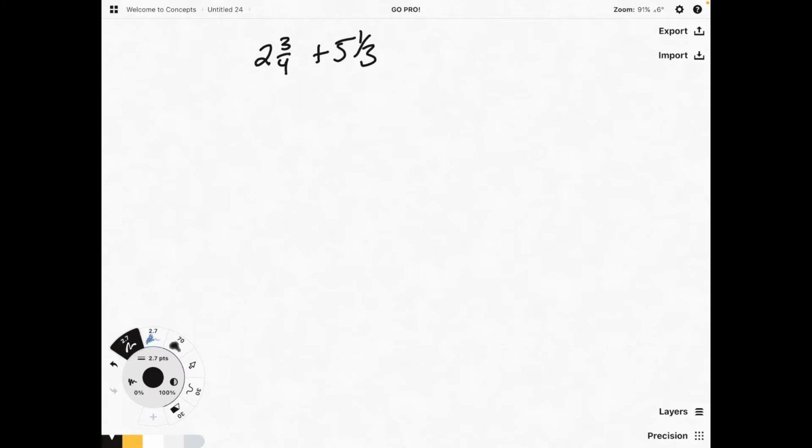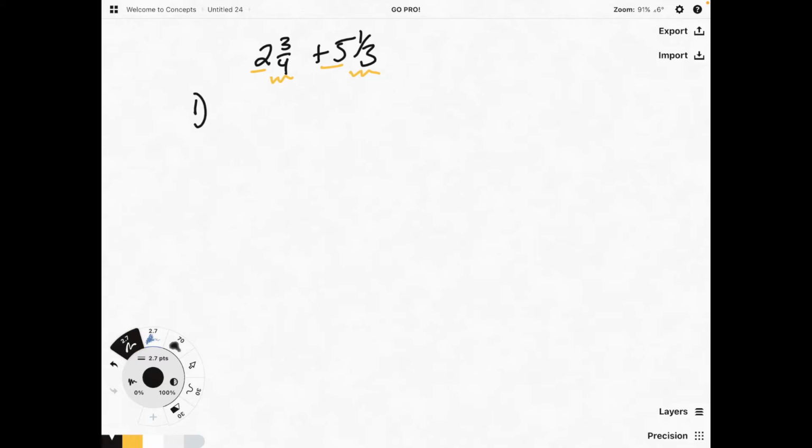There are two main ways that you can do this problem. You could leave these whole numbers out in front and then only work with the fractions, or you can turn the entire problem into a fraction, work with both units as a fraction, and then simplify it later. Both ways are valid, and it's a personal preference. I will show you both methods just in case you prefer one over the other.